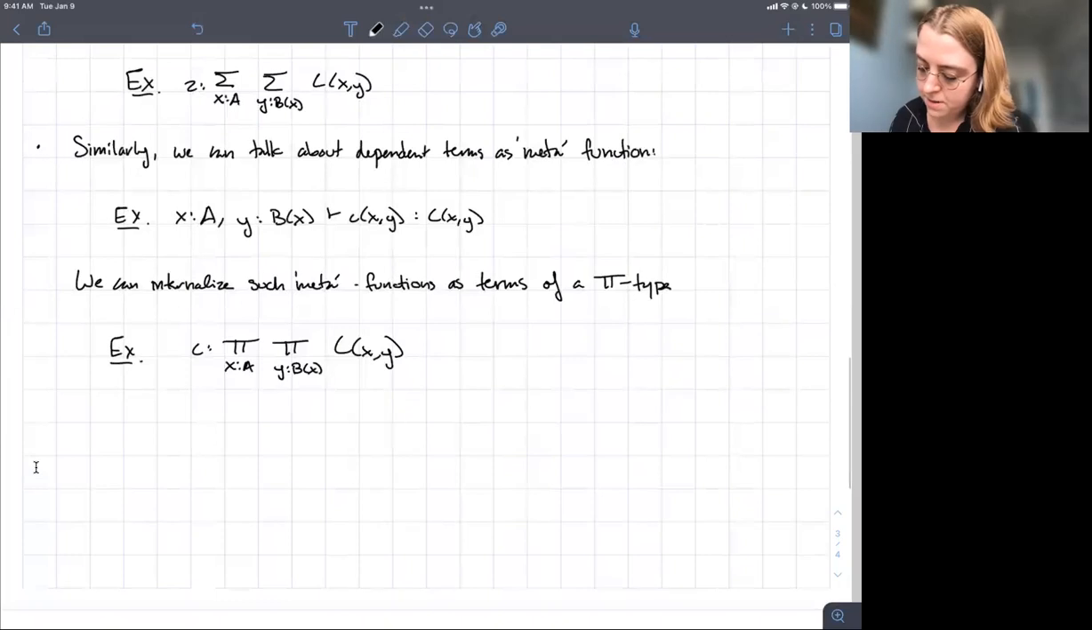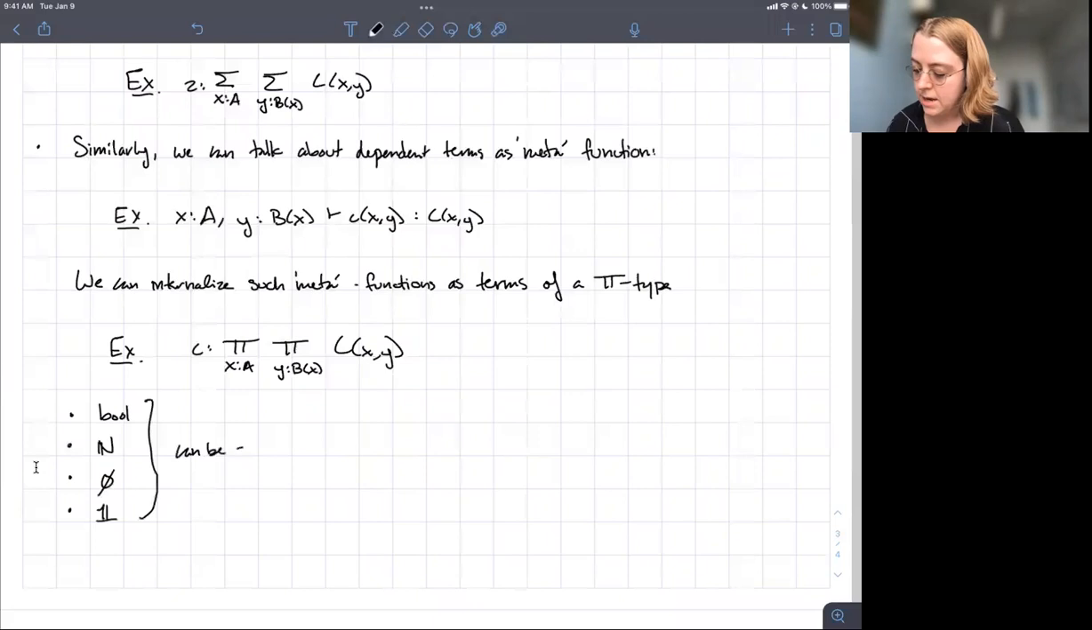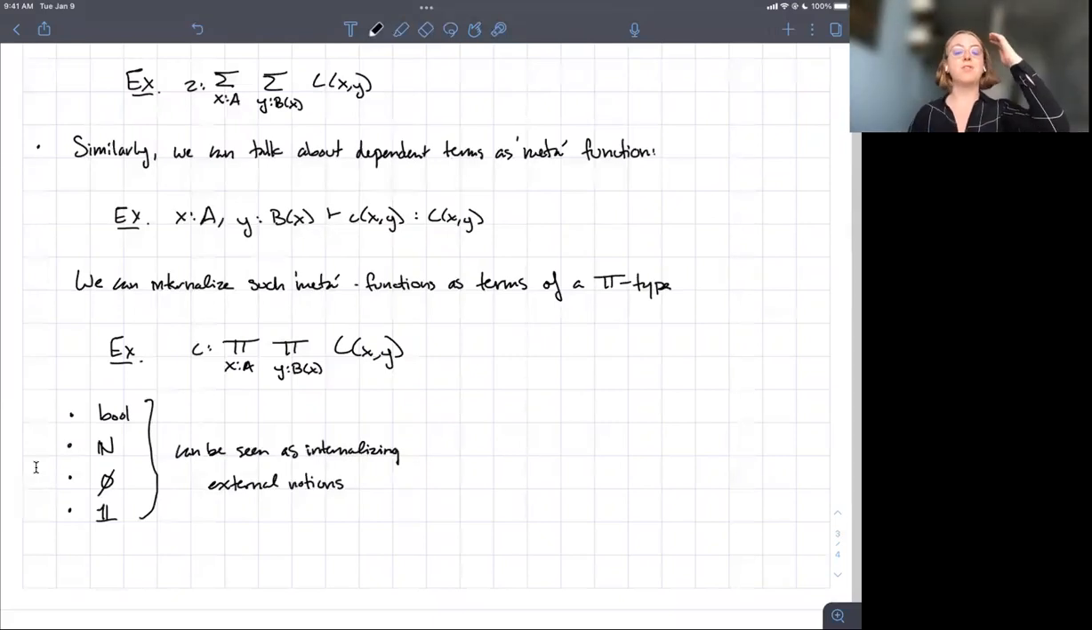Okay, so similarly, we might say that bool, the type of booleans, the type of natural numbers, and, if you look at the exercises, you should be familiar, I think, with the empty type and the unit type, these also can be seen as internalizing external or meta notions. Like we all have in our brains already a notion of Booleans and a notion of the natural numbers and the empty type and the singleton. And so this is a way to put that into the type theory.